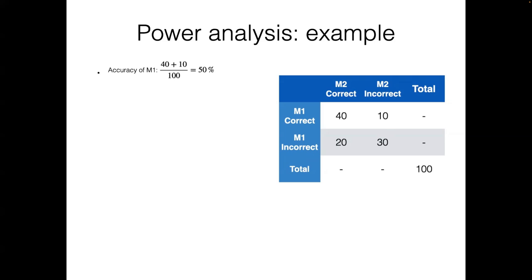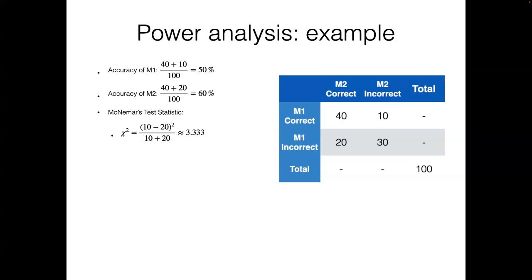I put it all in one slide so the font is small, but you can see that the accuracy of M1 is 40 plus 10. You look at how much it's gotten correct over 100, so that's 50%. And the accuracy of M2 is 60%. So there's a 10% difference.